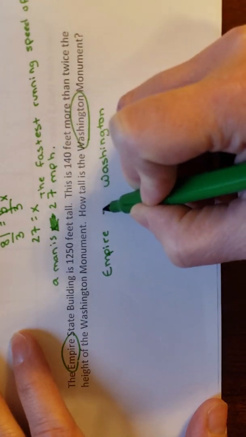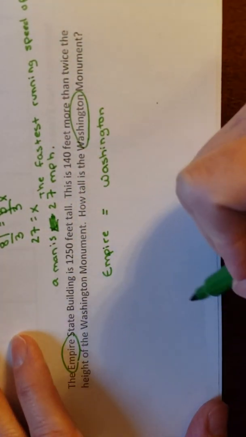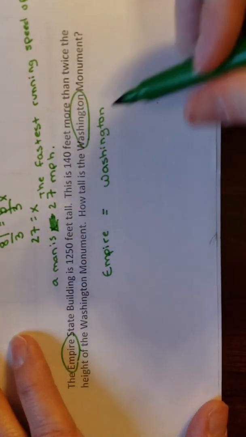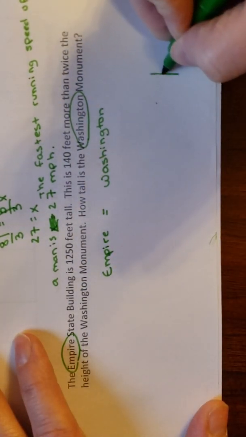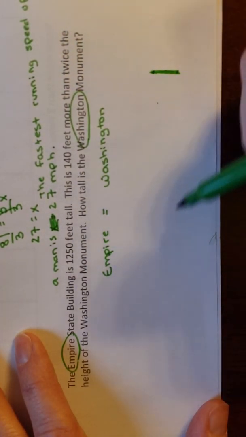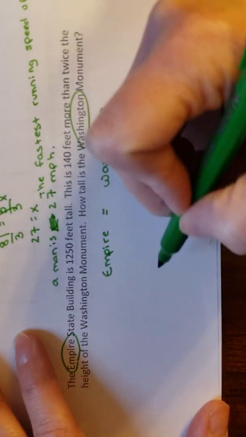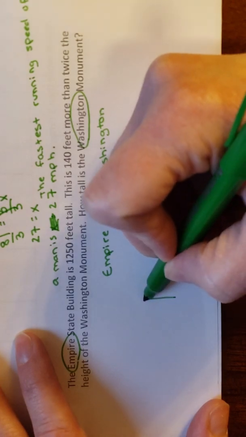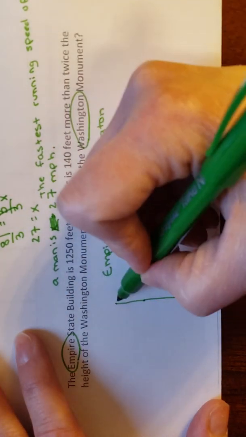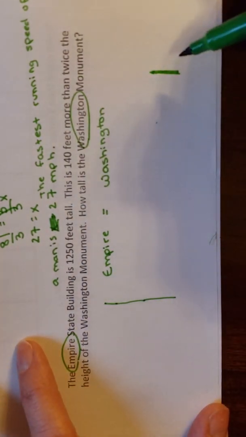All right, and they're separated by an equal sign. So which one's bigger? Empire's bigger. And here's the Washington Monument. It's the one from Forrest Gump. Well, you guys don't know Forrest Gump, you're too young. But anyway, it's twice the size of that, and then some, 140. So it's big, big. I mean, Washington Monument's big too, but okay.